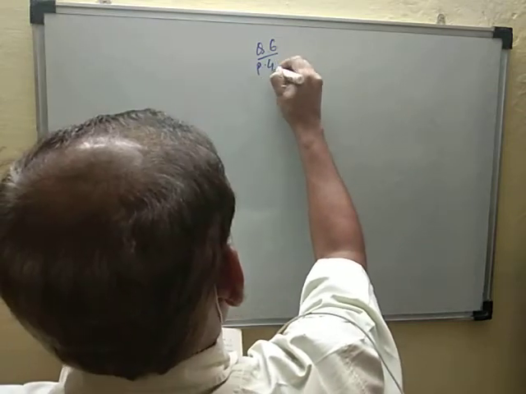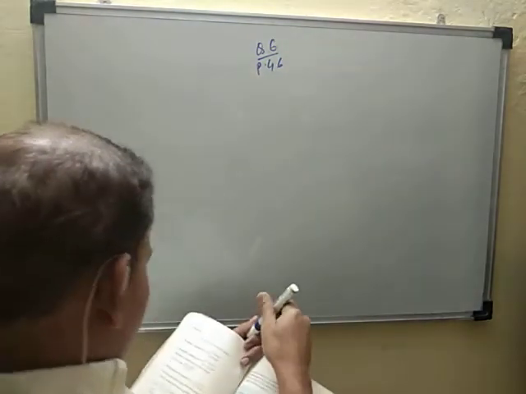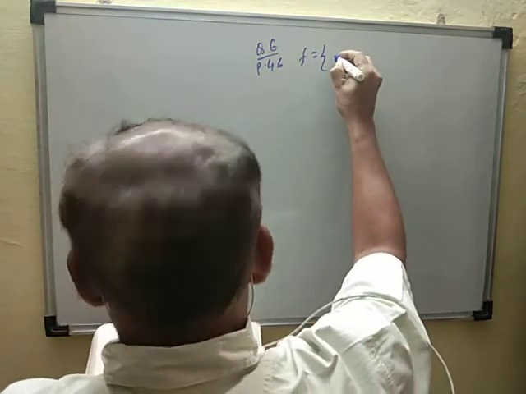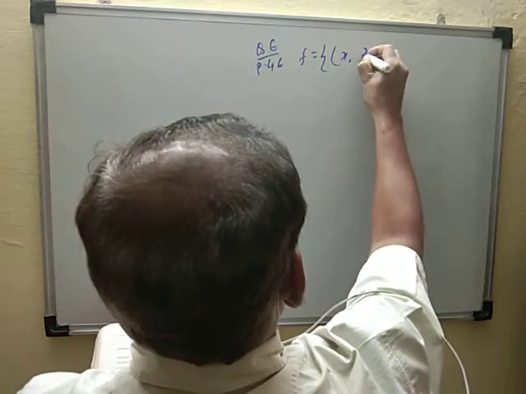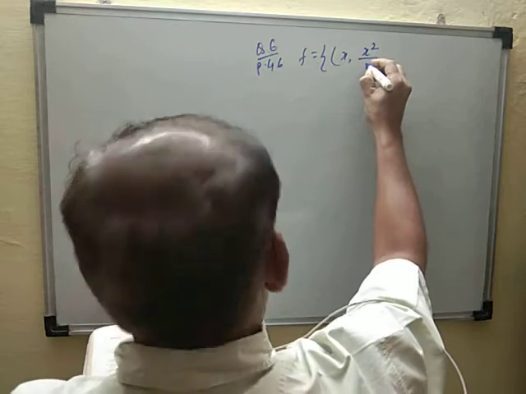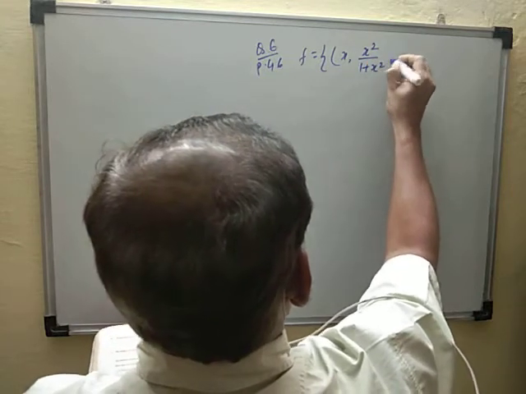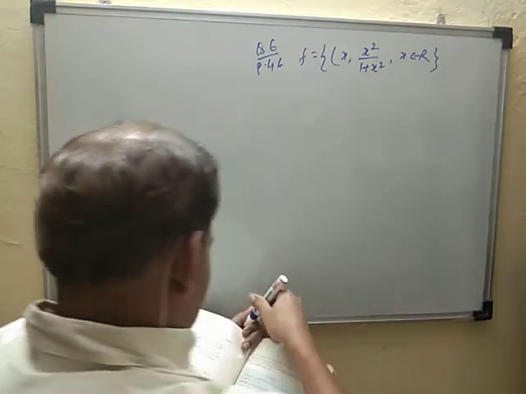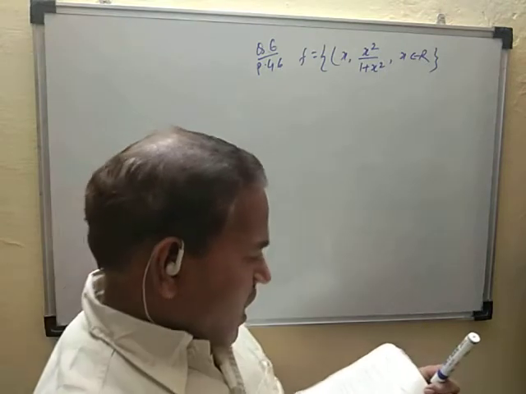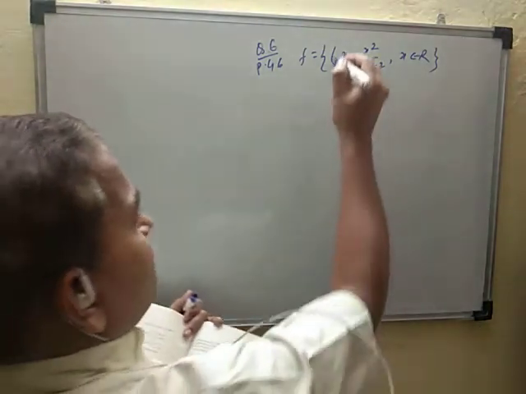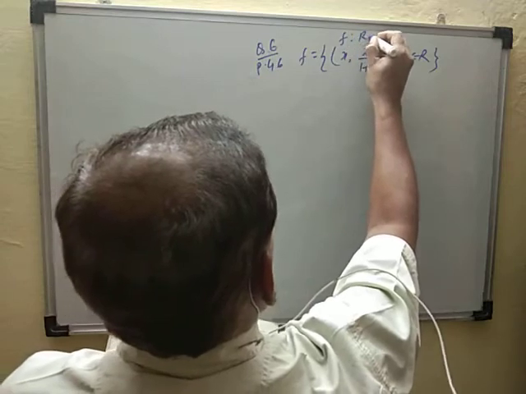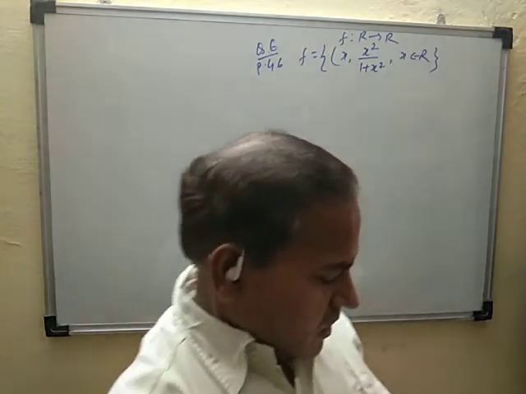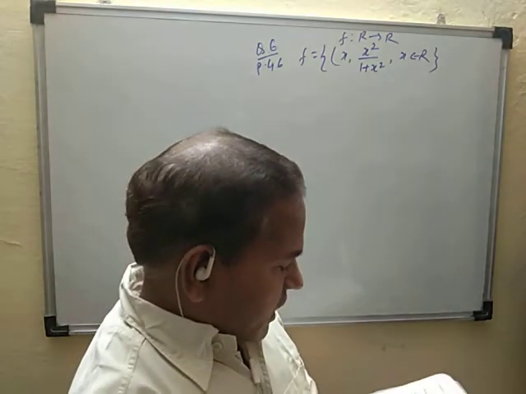page number 46. So question 6 is: let f be given by f(x) = x square by 1 plus x square, where x belongs to R, be a function from R to R. That is, given f is a function from real to real. Determine the range of f.